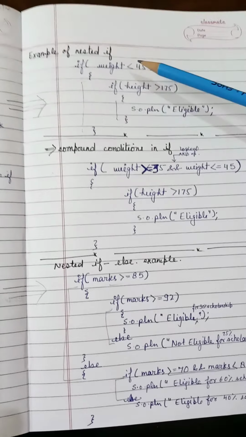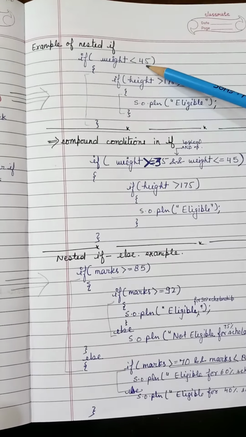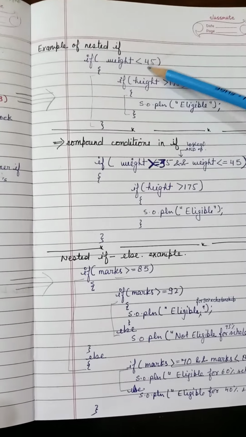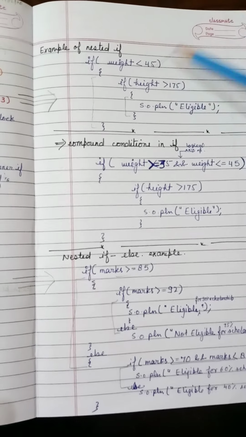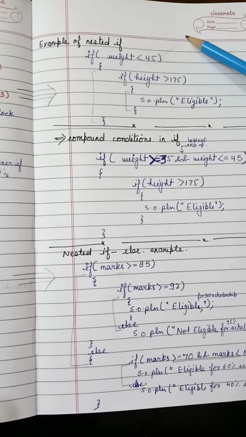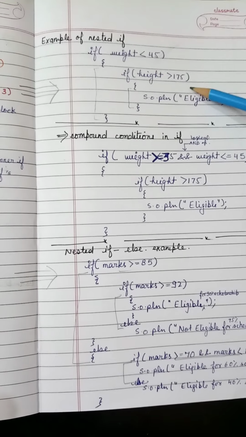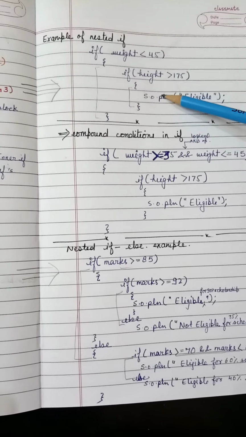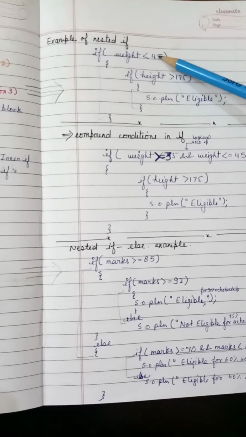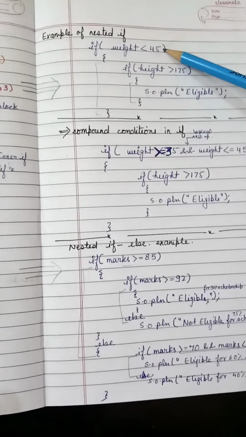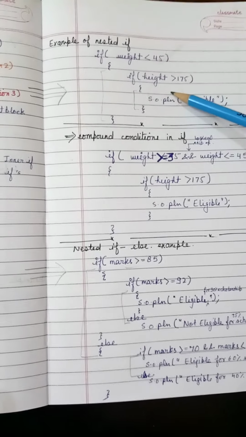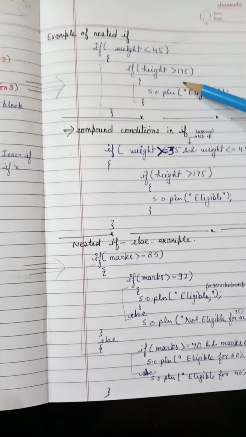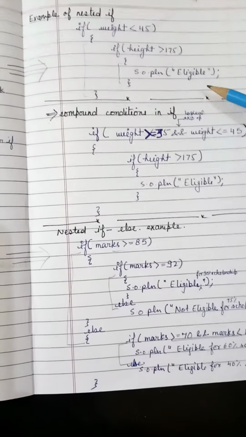Firstly we'll check this condition, and then the inner one will be checked. If the weight is above 45, suppose 50, then the inner if will not be executed. It will get executed only if the outer condition is true. Now suppose the weight is 30, then the height will be checked, and if the height is greater than 175, you will get the output eligible.